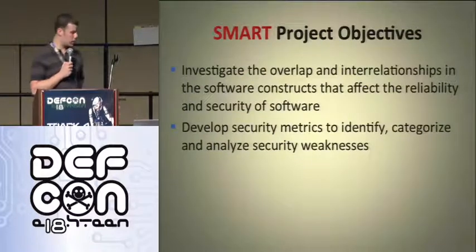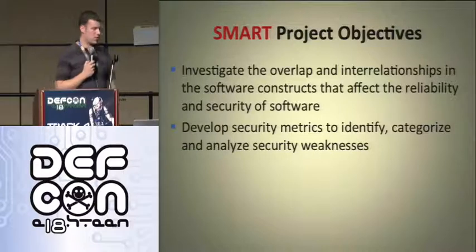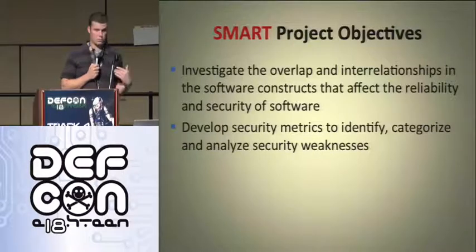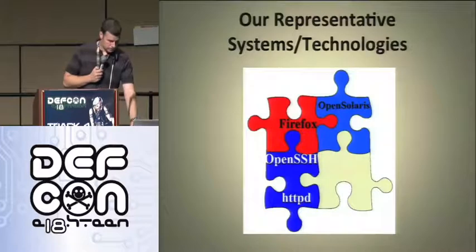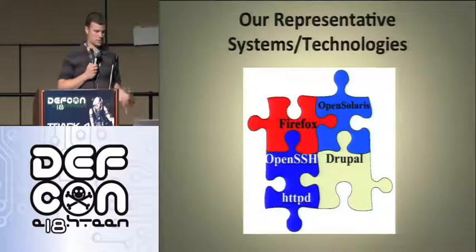So our project objectives: we wanted to investigate the overlap, like I was saying, and see how much overlap there is, and whether our system will actually find vulnerable pieces of code. Here are the systems that we analyzed: Firefox, OpenSSH, and Drupal.